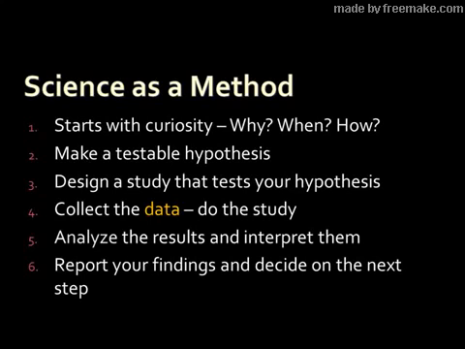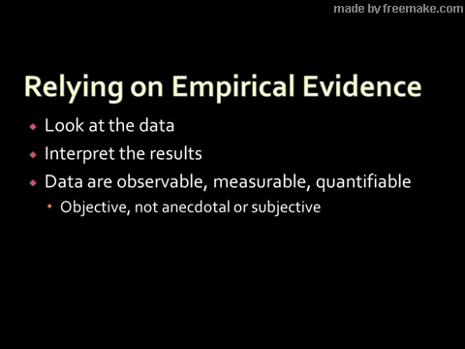Okay, we've looked at the first few steps in the scientific method, and I just want to briefly say a few words about the kind of data and the kind of evidence that we use in psychology studies. So in the fifth step, the researcher is going to analyze their data and interpret the results. And once again, it's really important that the data that we have are things that are observable, measurable, quantifiable.